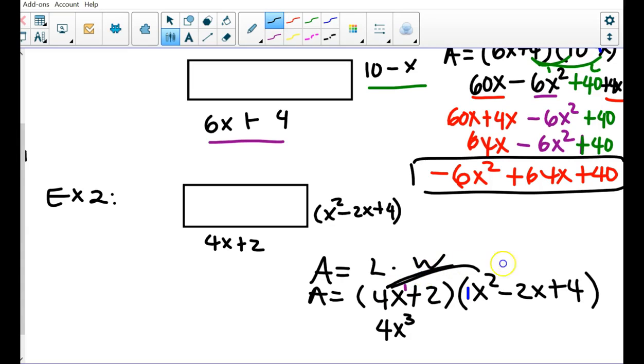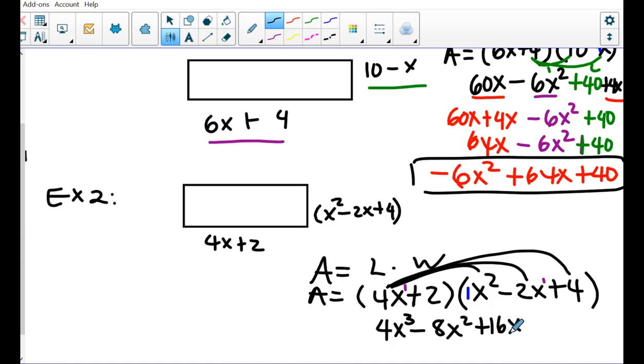Next, you want to do 4x times minus 2x. 4x times negative 2x, positive times negative is negative. 8x to the 1 times x to the 1. You're going to add your exponents, that will give you x to the 2. Okay, that's x squared. And then, next, you want to go ahead and multiply 4x to the last term on the right hand side, the 4. 4x times 4, that will give me plus 16x.